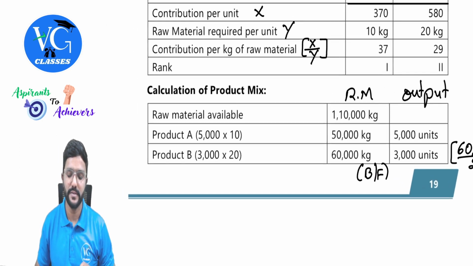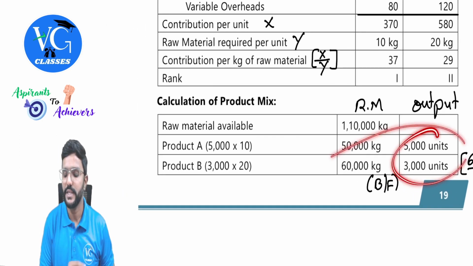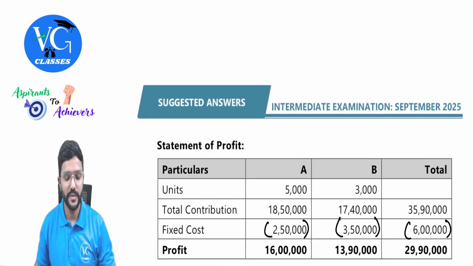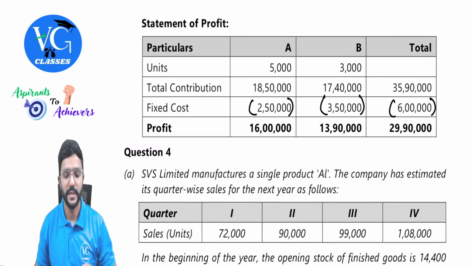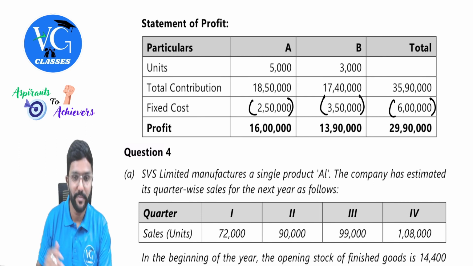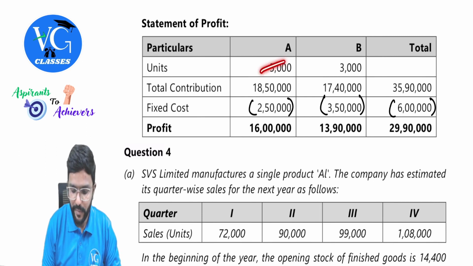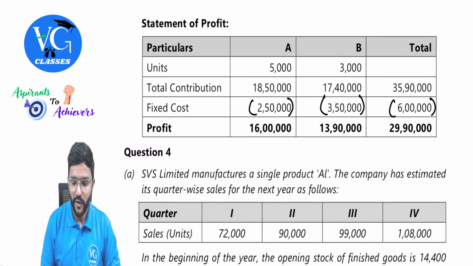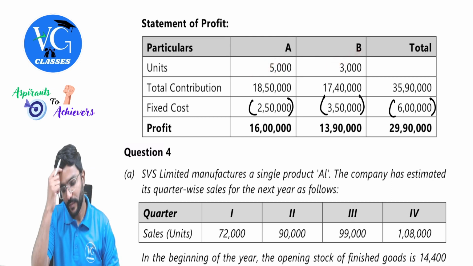So this is the product mix. What is the product mix, sir? 5,000 is to 3,000. Yes. So they have asked us to calculate profit also now. So A and B, what is the maximum profit? 5,000 and 3,000 is the product mix.